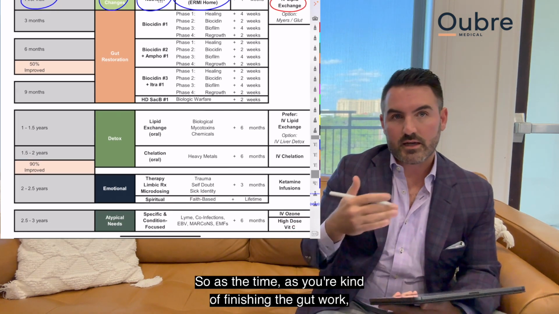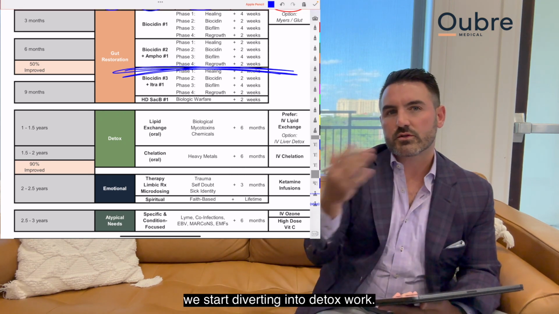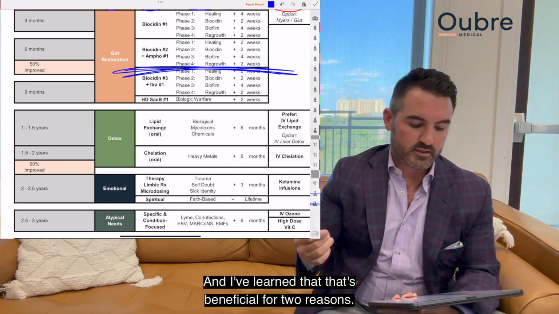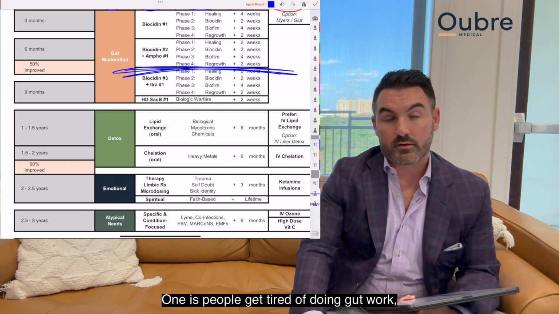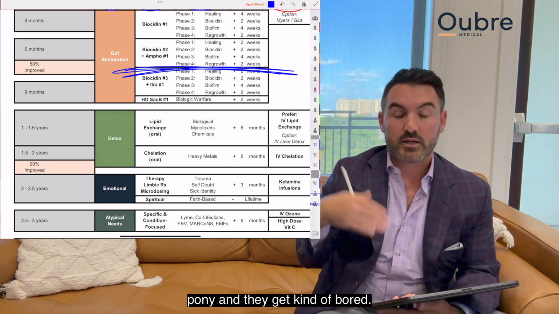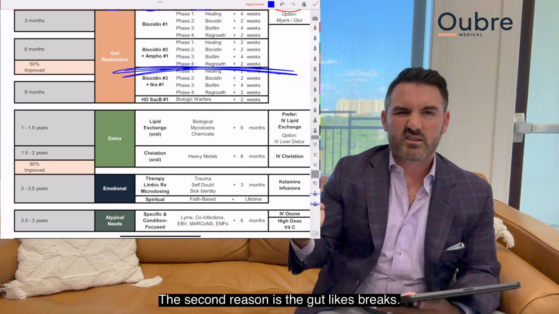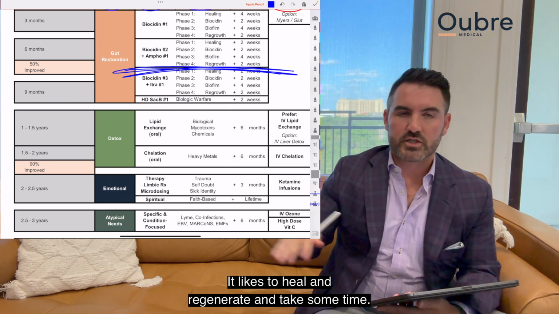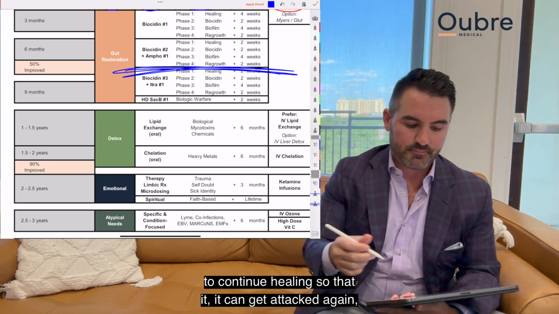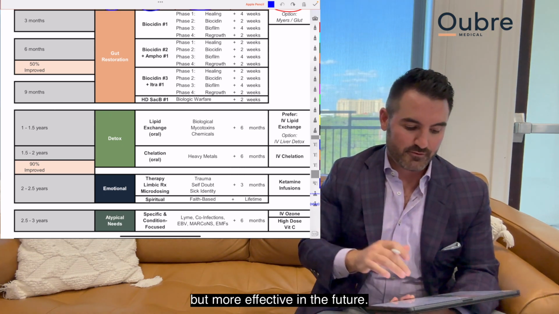As you're finishing the gut work, after the second round of Biocidin, we usually start diverting into detox work. And I've learned that that's beneficial for 2 reasons. One is people get tired of doing gut work. They feel like we're a one-trick pony, and they get kind of bored. So we start switching to detox. The second reason is the gut likes breaks. It likes to heal and regenerate and take some time. So switching to detox buys the gut some time to continue healing so that it can get attacked again, but more effectively in the future.